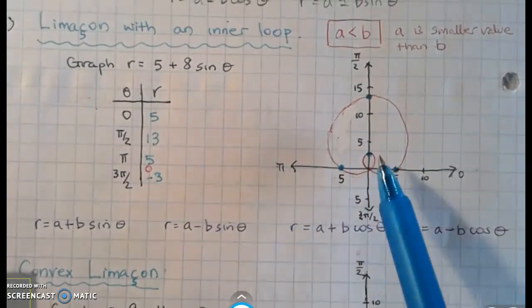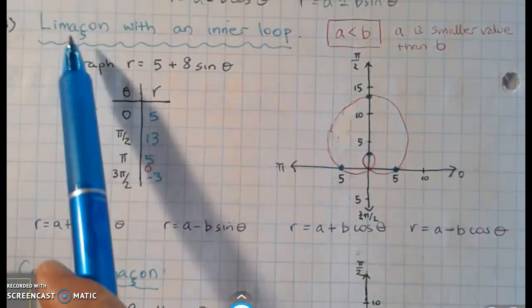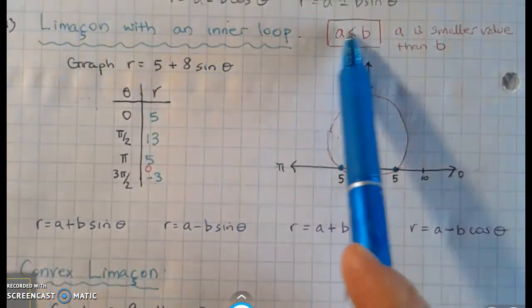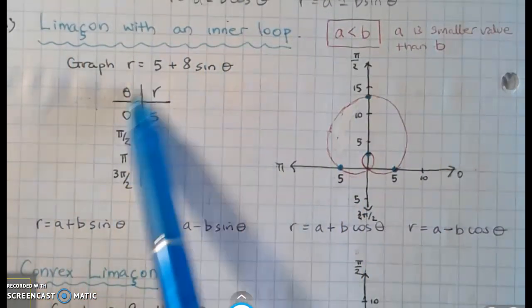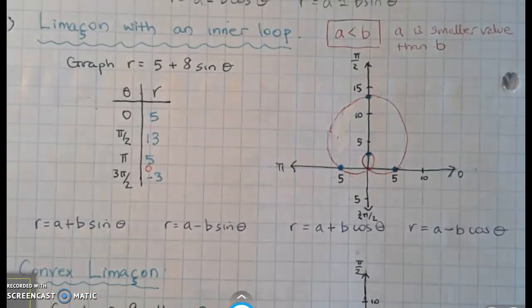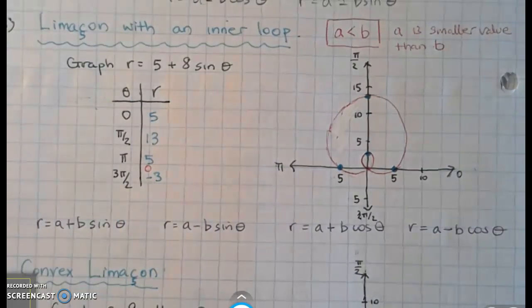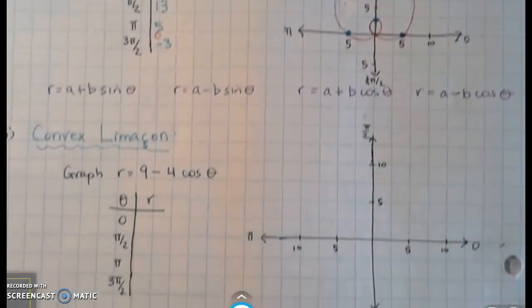First of all, you need to figure out what the shape is. This is a limaçon with the inner loop because a is smaller than b, and then you can plot some points and figure out where it should go. Alright, so then let's look at the next one.